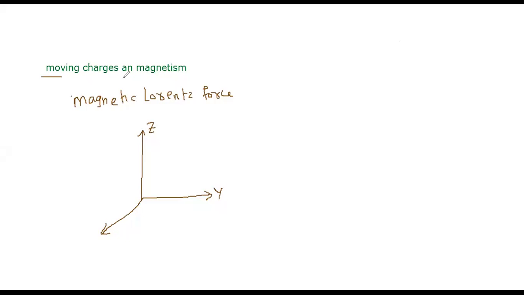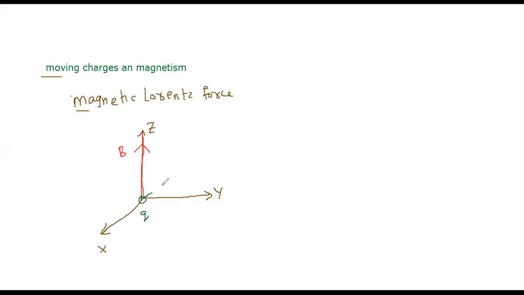Topic is moving charges and magnetism. Heading: the magnetic Lorentz force. I am assuming there are three axes: y-axis, z-axis, x-axis. Along the z-axis, I am applying a magnetic field. B is the symbol of magnetic field. And the charged particle is at the origin.